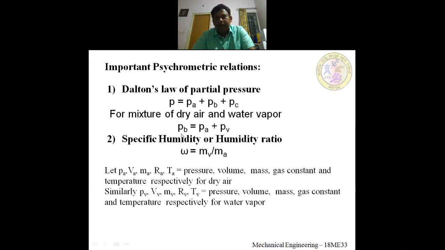Here I have written PB, because the atmospheric air is measured with an instrument known as a barometer, sometimes also known as barometric pressure. That is why it is represented by P suffix B. That is, the total pressure of the atmosphere is nothing but the summation of the partial pressure of dry air plus the partial pressure of water vapor.